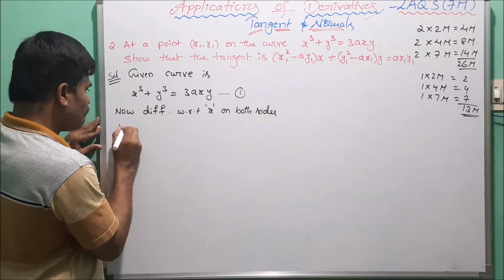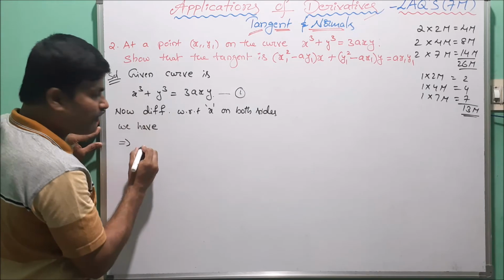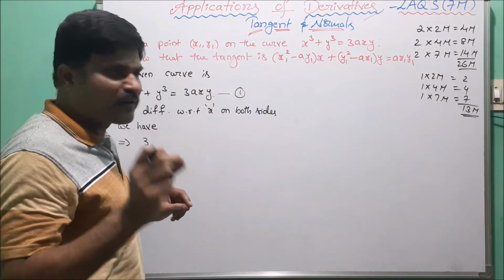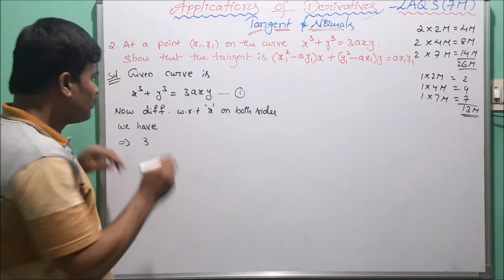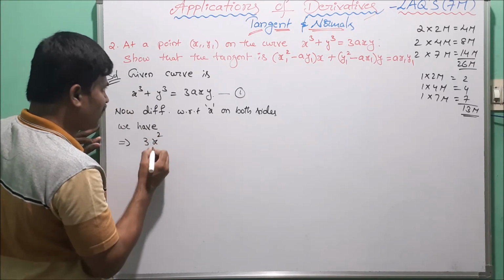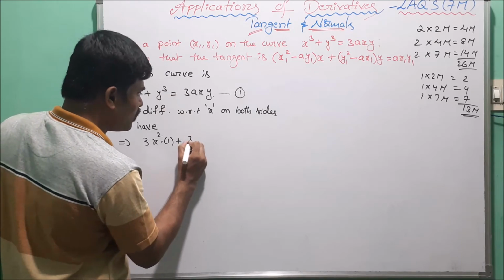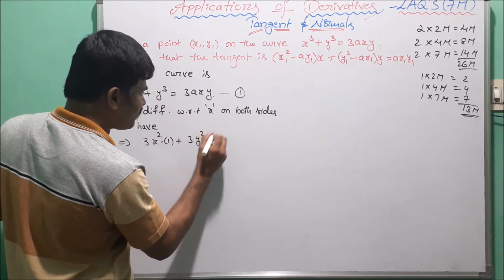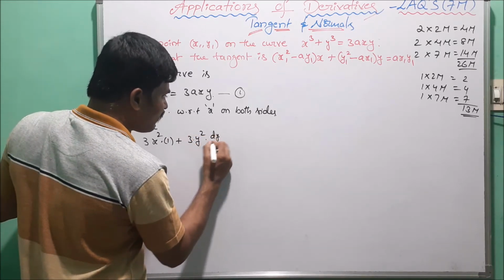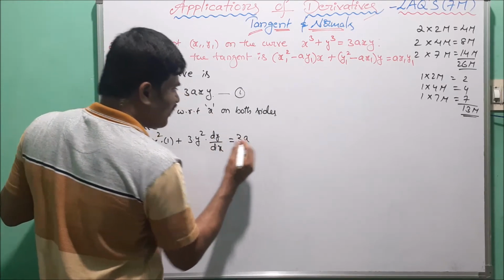Here we have x cube derivative. The derivative of x power n is n into x power n minus 1. So x cube gives 3 into x power 3 minus 1, that is 3x square, and x derivative is 1. Plus y cube derivative: 3 into y power 3 minus 1 means 3y square. Again we have to differentiate y with respect to x, that is dy by dx. On the right side, 3a is the constant.